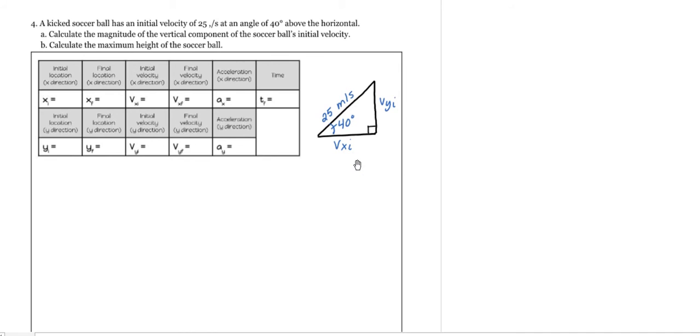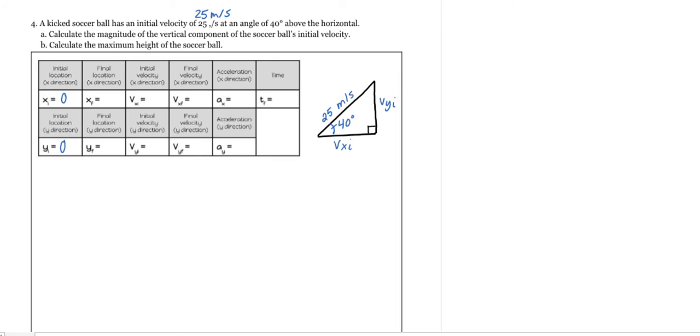Problem 4, we're finding two different things, but it's split into two separate equations or two separate parts. So we have a kicked soccer ball has an initial velocity of 25 meters per second at an angle of 40 degrees above the horizontal. Calculate the magnitude of the vertical component of the soccer ball's initial velocity and calculate the maximum height of the soccer ball. So initial locations are 0.